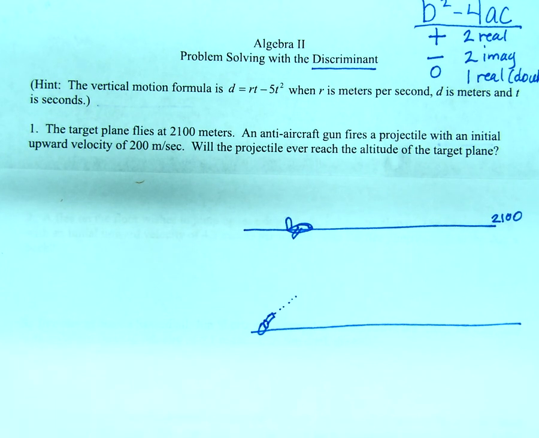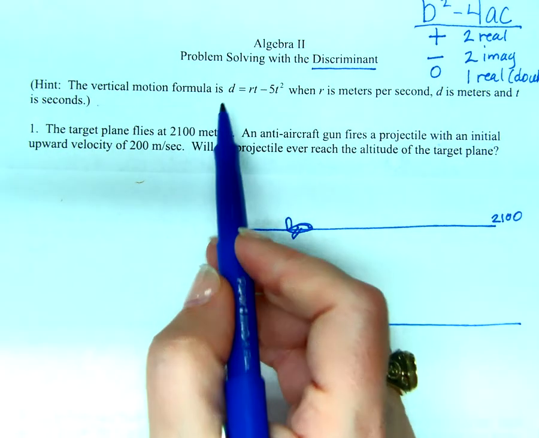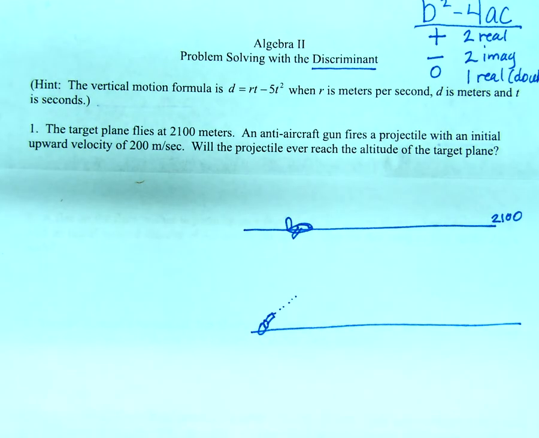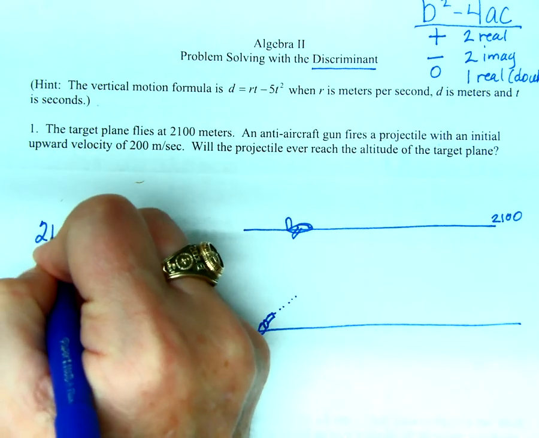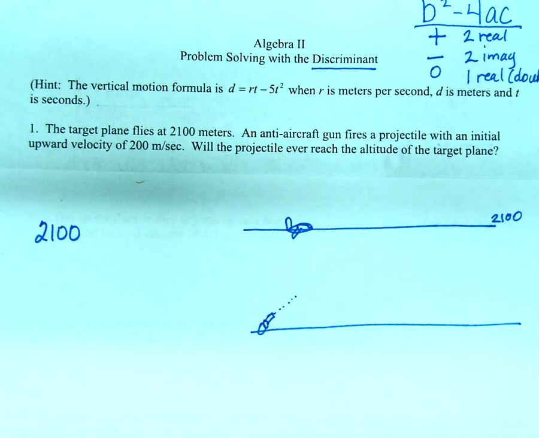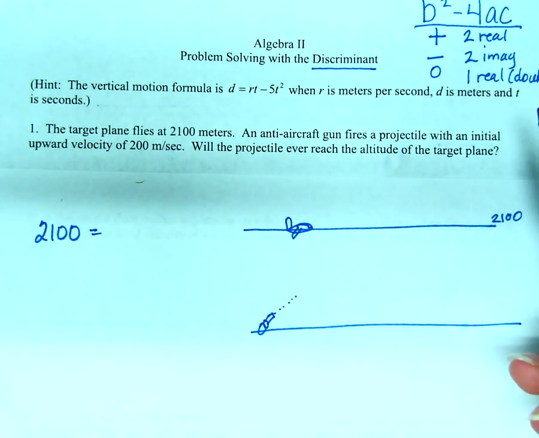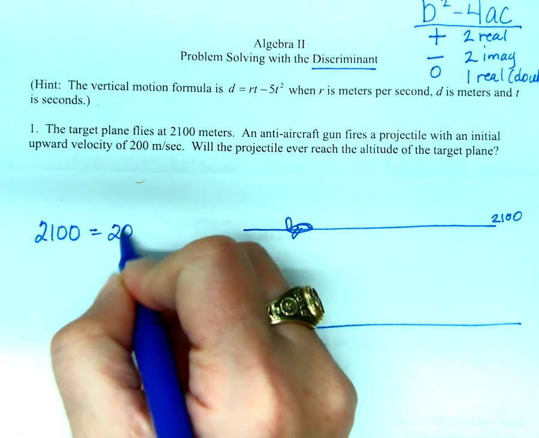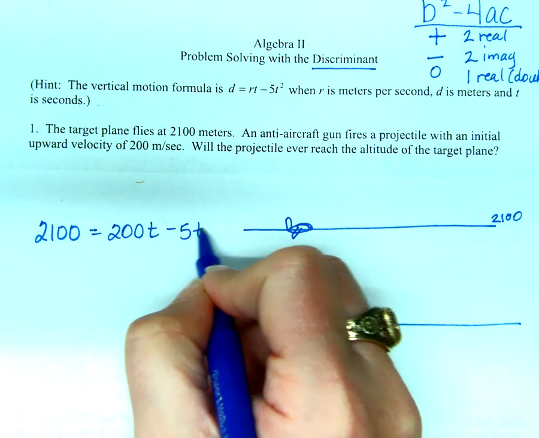First of all, I need to substitute in what I know. Okay? What do I know for this problem? Do I know D? Do I know the distance? What is it? 2100. Do I know the rate? What is it? 200 meters per second, right? So 200t minus 5t squared.